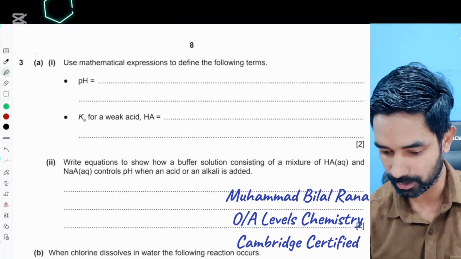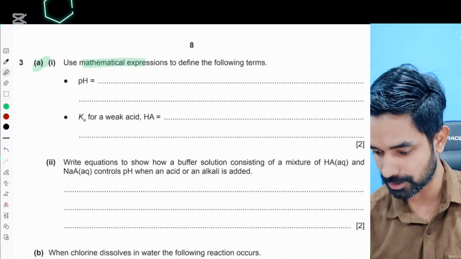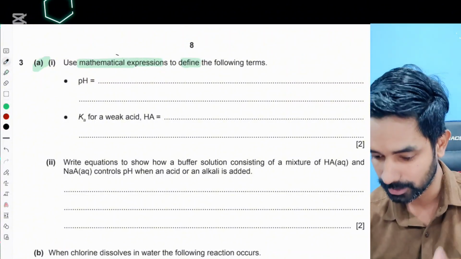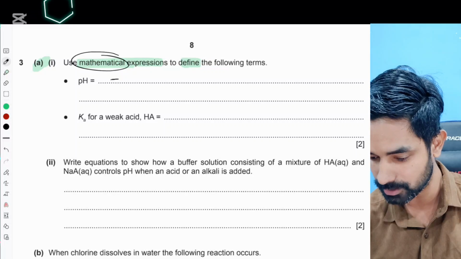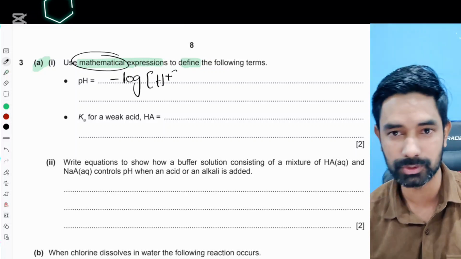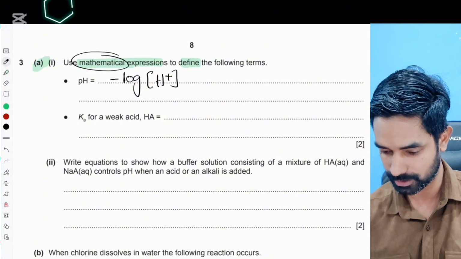So question number 3A. Use the mathematical expression to define the following term. We need to use the mathematical expression, right? So we know that the expression for pH is negative log of the concentration of the hydrogen ion. So you can write the mathematical expression like this.